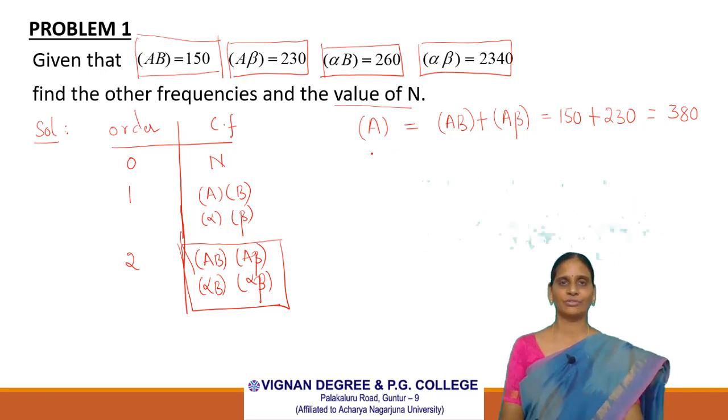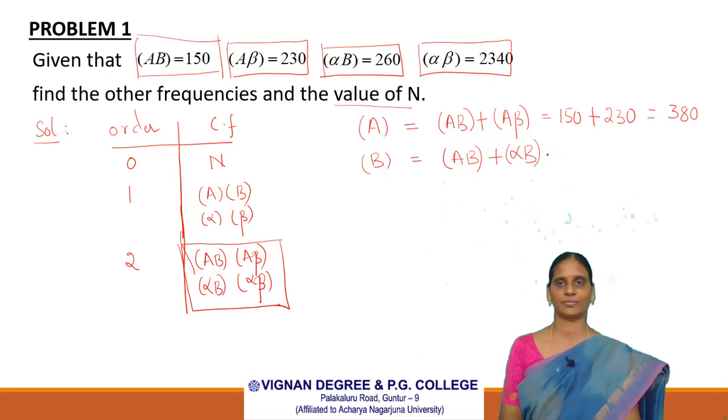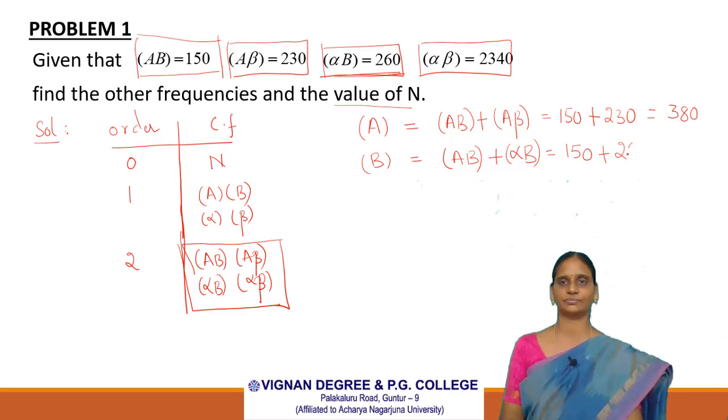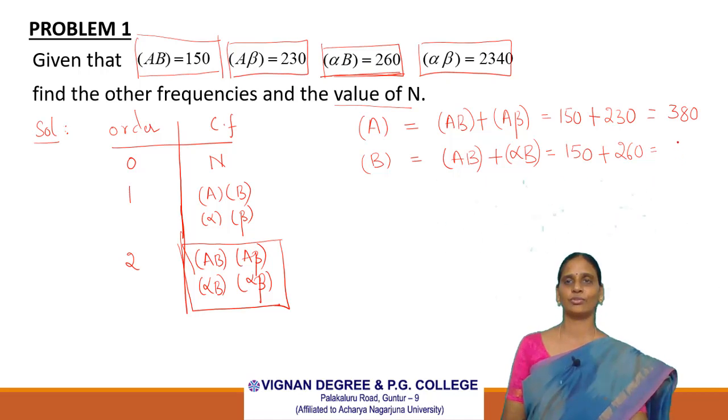And the next frequency, frequency of B, is equal to frequency of AB plus frequency of alpha B. Frequency of AB value is again 150, and frequency of alpha B is given as 260. 150 plus 260 is equal to 410.